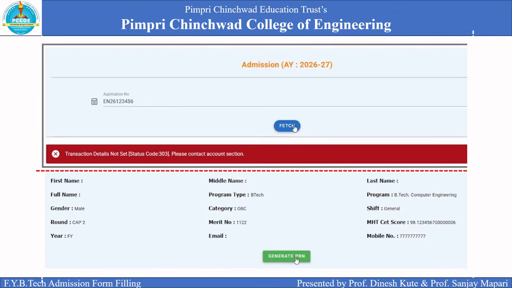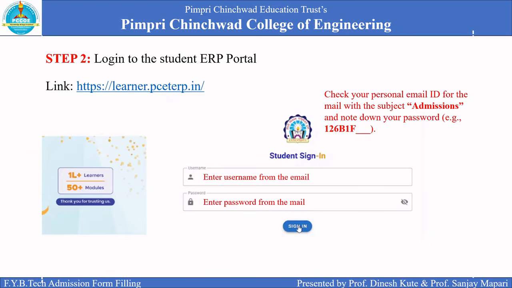Sometimes you may come up with this type of error. Kindly avoid this error and click on the fetch button. Then click on the generate parent button. Now you have received one mail from the college with the subject admissions. Kindly check that mail and note down the username and password.